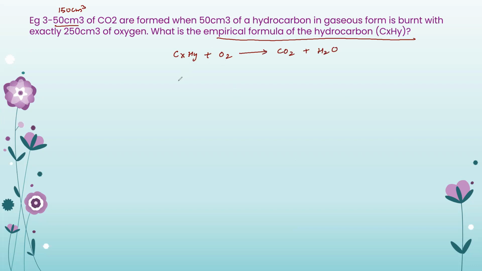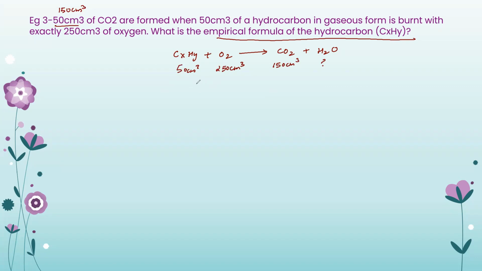So how much hydrocarbon do we have? We have 50 centimeter cube of the hydrocarbon, so I'll write 50 centimeter cube, and oxygen, it is burnt with 250 centimeter cube, and it leads to the formation of 150 centimeter cube of carbon dioxide, and water we don't know.